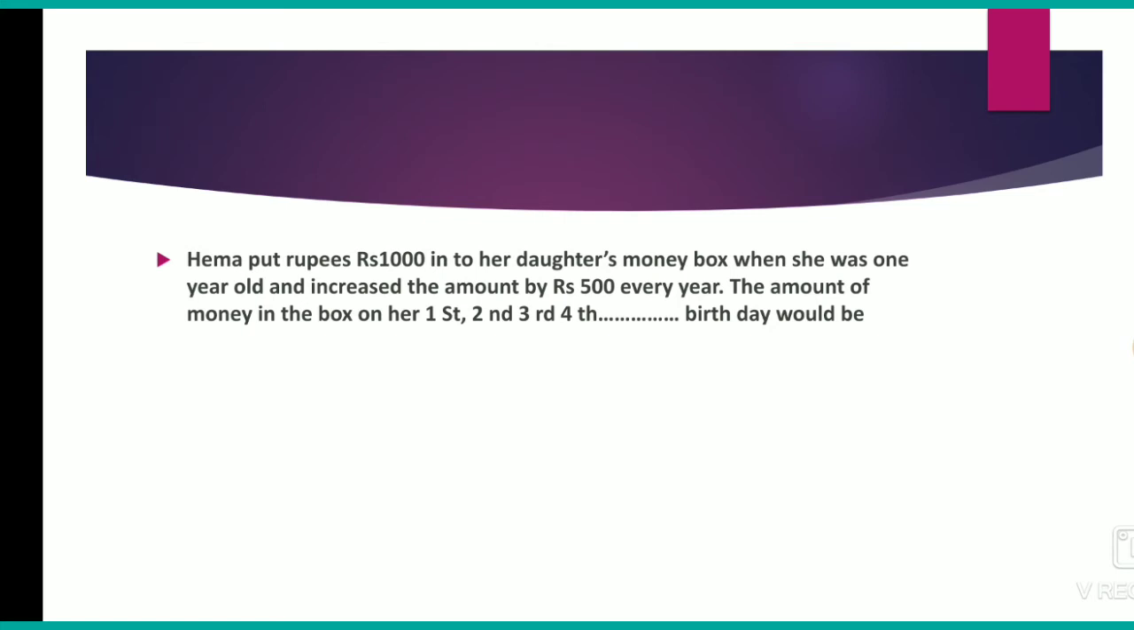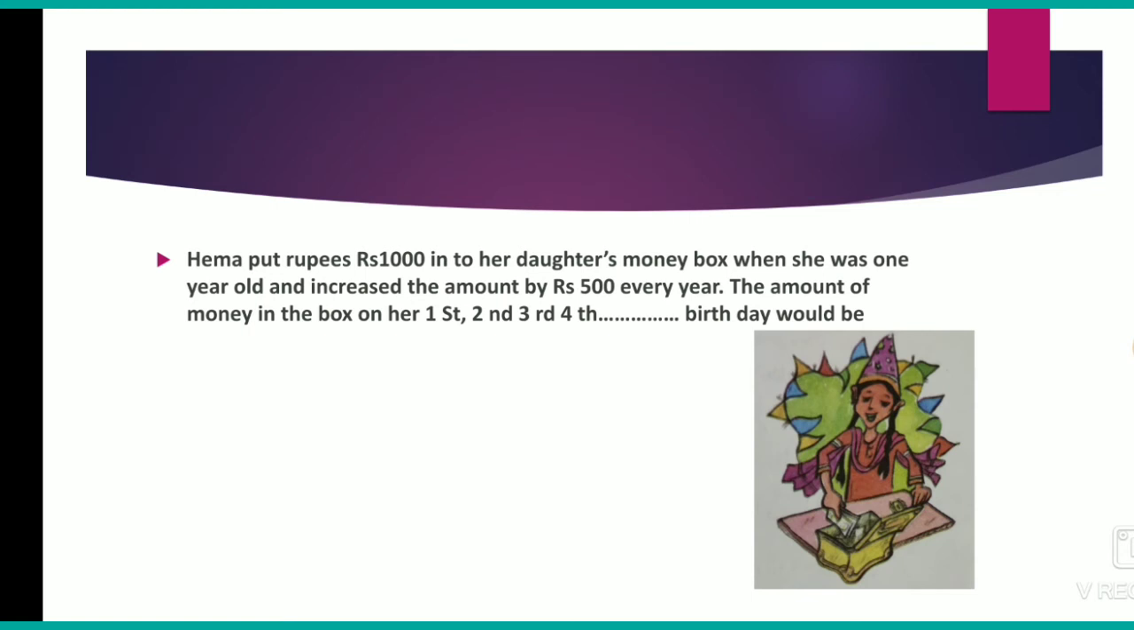That means Hema gives a gift for every year to his daughter, or she wants to save some money for the sake of her daughter. So first he saves ₹1,000, and then for every year she added 500. Okay, now the amount of money in the box on her first, second, third, fourth, and so on birthday would be, we can say easily, 1,000, 1,500, 2,000, 2,500, and so on respectively.